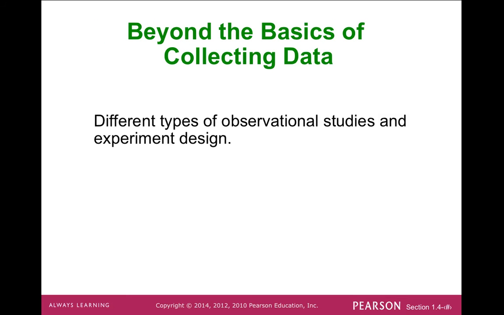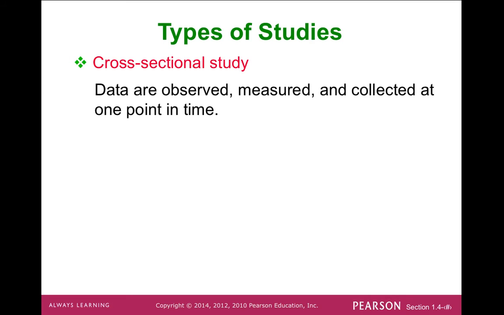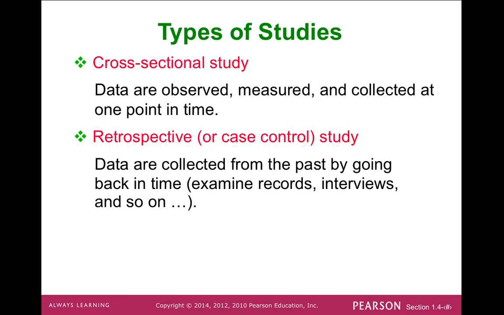A couple of other things I want to touch upon before we end with Chapter 1. So beyond the basics of collecting data, let's talk a little bit about different types of observational studies and experiment design. So some types of studies that I want you to be aware of. One is a cross-sectional study. This is where data is observed, measured, and collected at one point in time.